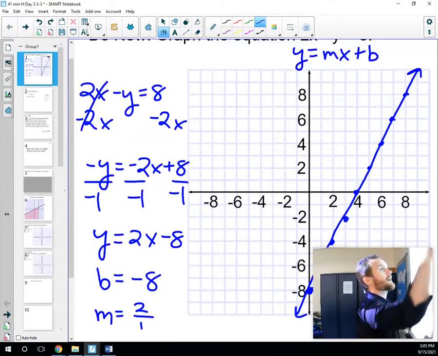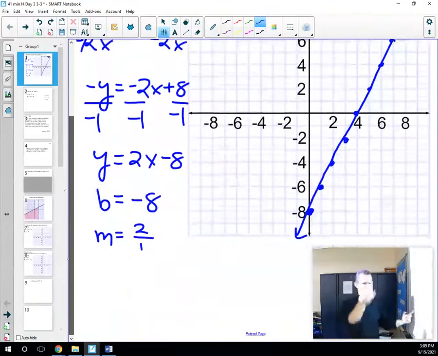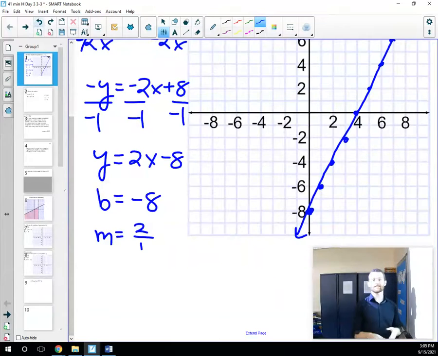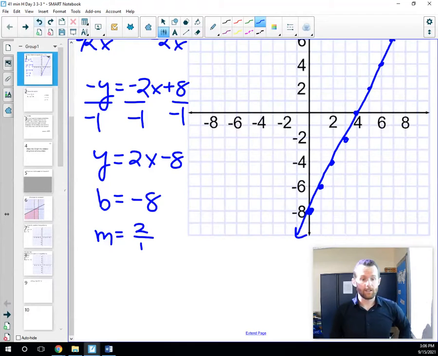Now, if we wanted to get points on the left side, we didn't really need to because we started so low. But if we wanted more points over here, we would just reverse it. Instead of going up 2 and right 1, we would go down 2 and left 1. Yeah, hopefully that made sense. Hopefully that's the answer you got.